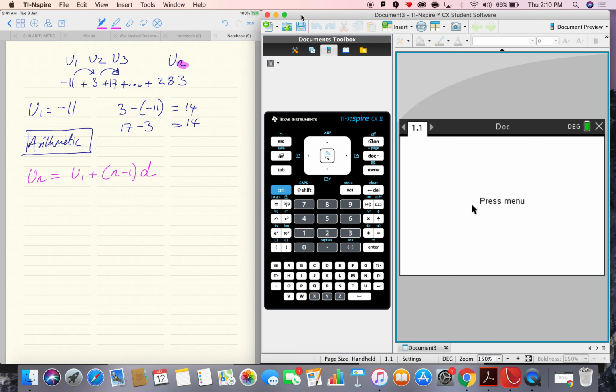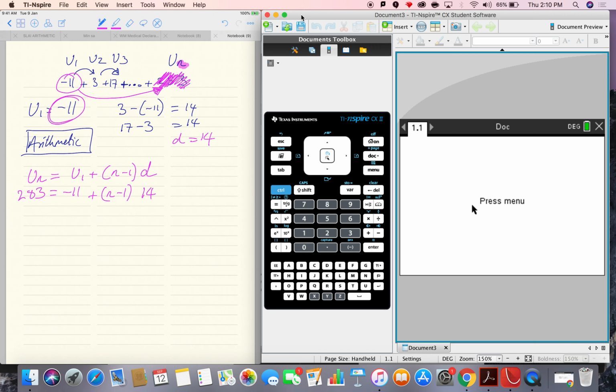Now just identify all the pieces that we've got here. We know that d is equal to 14. We know that u1, the first term, is negative 11. u of n, well, some people get confused, say, well, we don't know what n is. No, but we know u of n, because u of n is this number here, the last term in the sequence, 283. And we get to this last one by starting at u1 and jumping up a certain amount of d's. Okay, so that's what the formula represents. And n in here is basically what we're trying to find.